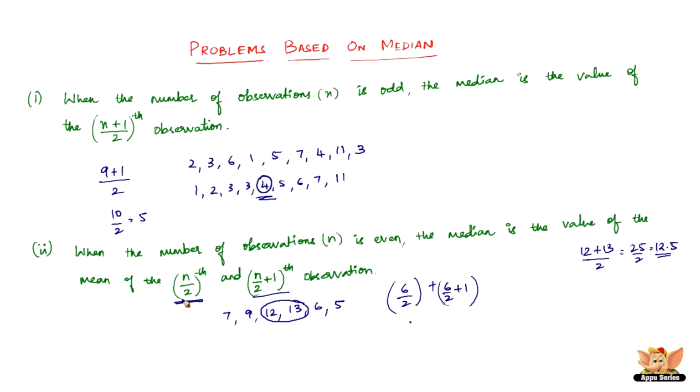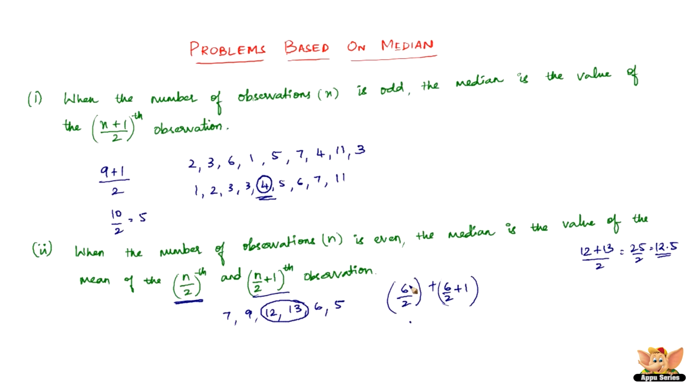But now let's follow the step written here. That is, what if we've got 100 observations? Then we've got to use this. This is much simpler. The mean of the n by 2th and the n by 2 plus 1th observation gives you the middle term or the median.